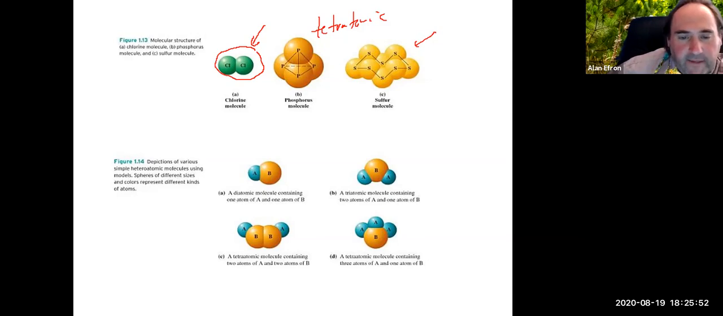octaatomic here. Here we have A and B. This would be heteroatomic, as they are two different elements. Same thing here. All these guys would be heteroatomic on the bottom. This would be diatomic, triatomic here, tetraatomic, and also tetraatomic over here, as it has four involved.